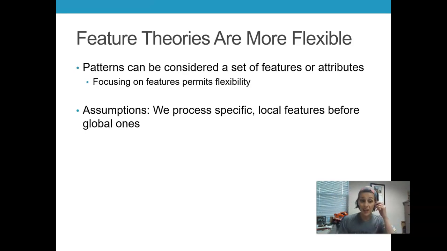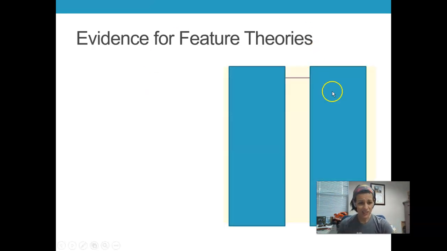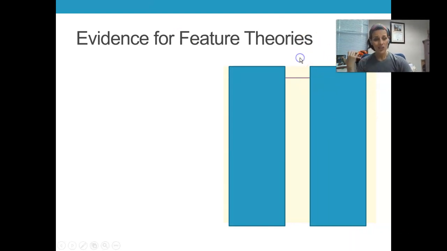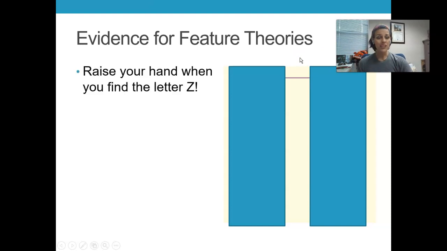One of the other major assumptions of feature theories is that we're going to focus on the smaller details, local features, before we focus on what the pattern looks like overall and do global processing. So what evidence do we have for feature theories? I'm going to keep this pretty simple. We're going to try this, and don't raise your hand, but I'd like you to identify when you find the letter Z in each of these lists.